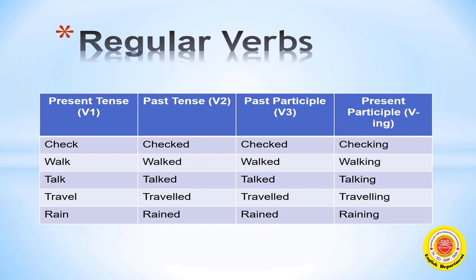Of all the forms of verbs, we use verb 2 or the past tense in simple past tense. Dari semua bentuk dari kata kerja di atas, kita menggunakan verb 2, bentuk past tense, di simple past tense. Now students, let's get into the topic.